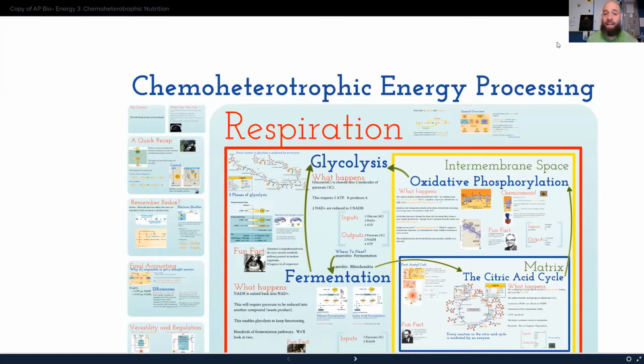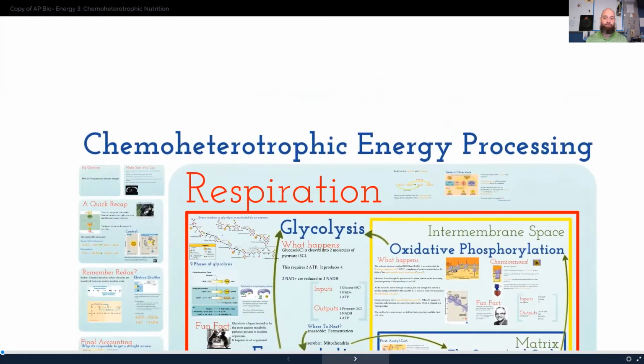We'll then incorporate that into ATP. And this is the process of how the energy goes from your food source into ATP form that your body can then use to couple all of its reactions together. So let's take a look at what we've got here.